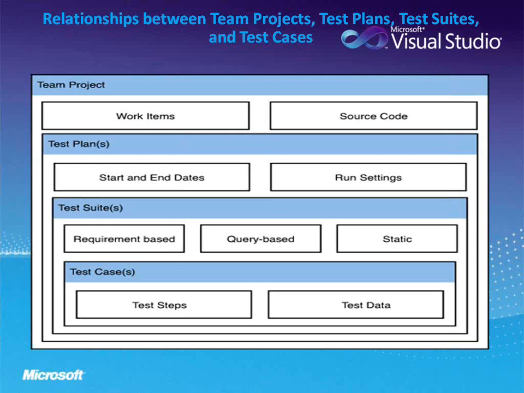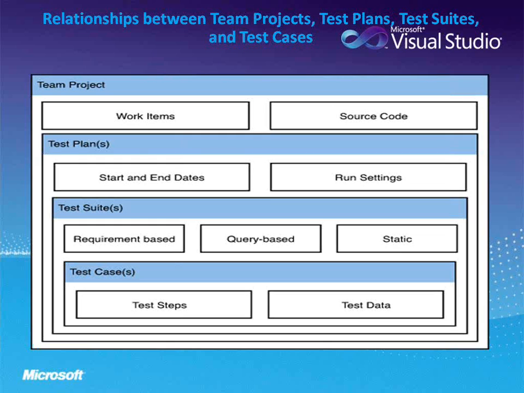Now the next is the test plan. The test plan contains the plan about the testing: what is going to be tested, features not to be tested, start and end dates, then the running setting, on which environment I want to run that particular test suite. So this is about the test plan. Now if you see this diagram properly, the team project contains the test plan, then the test plan contains test suites and test cases, and separately test cases.